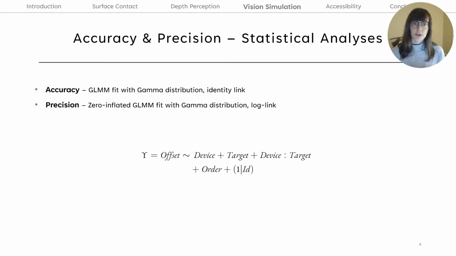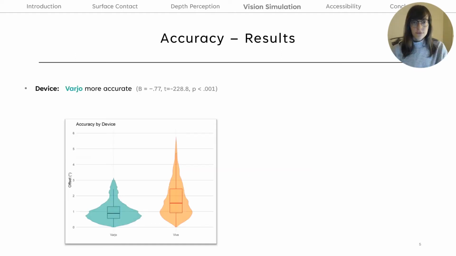So to better interpret our results, we employed generalized linear mixed models for statistical analyses of accuracy and precision data. Both of these assessments employed the same predictors, the formula for which you can see here. However, precision data was zero-inflated, largely thanks to the Varjo. So for precision data, we actually employed a zero-inflated generalized linear mixed model fit with a gamma distribution and a log-link function.